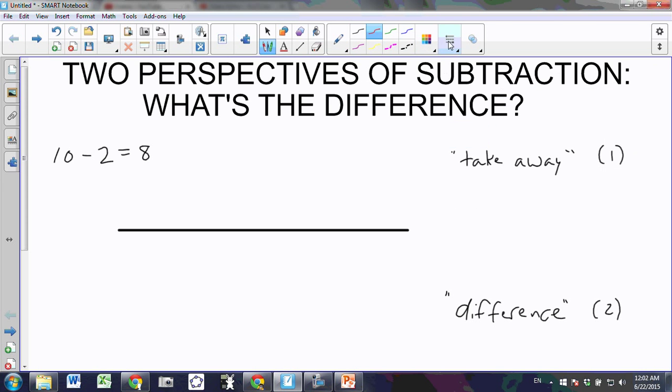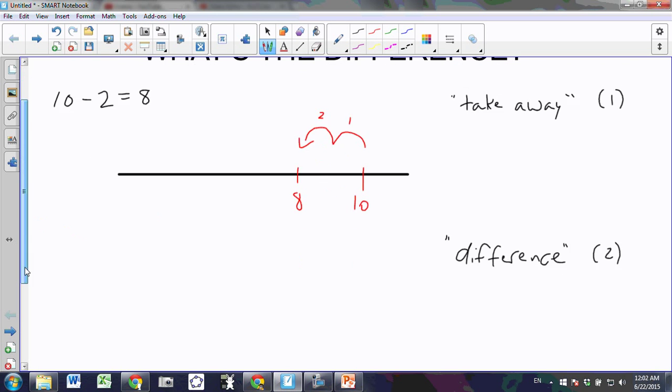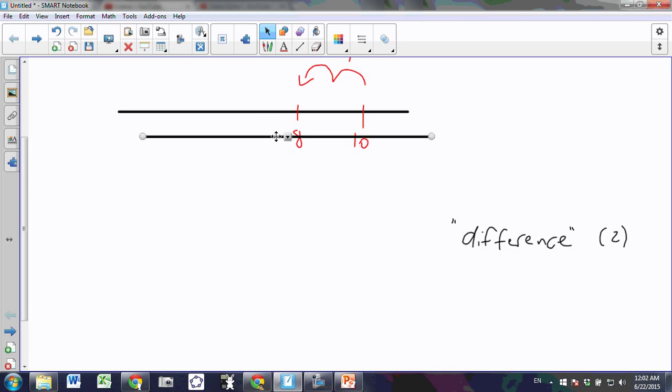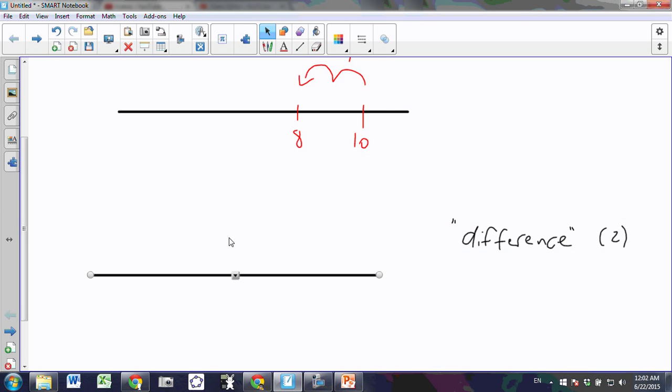Of course, if you start with 10 apples, or you start at 10 on the number line, and you back up 2 spaces, you end up at 8. 10 take away 2 equals 8. That's the takeaway perspective. But let's take a look at the same thing from the difference perspective.